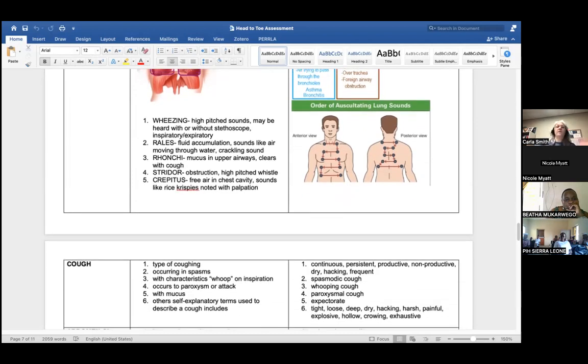And there's an order here for when you're listening to your lung sounds. Again, you really want to go side to side, using a snake-like pattern back and forth, both anterior and posterior.